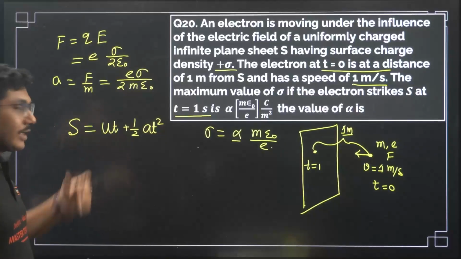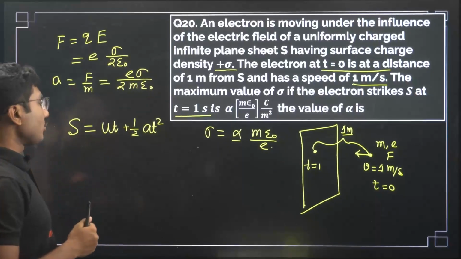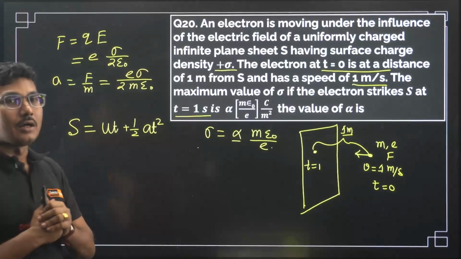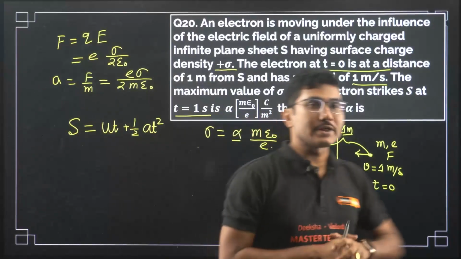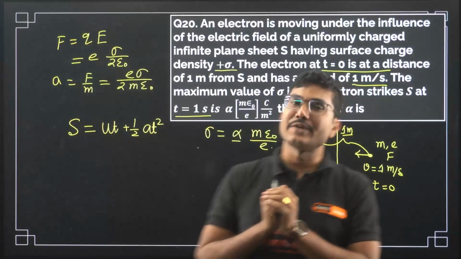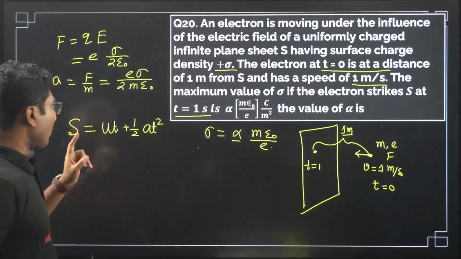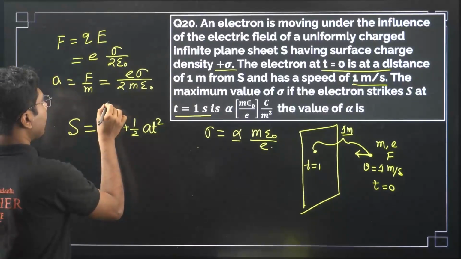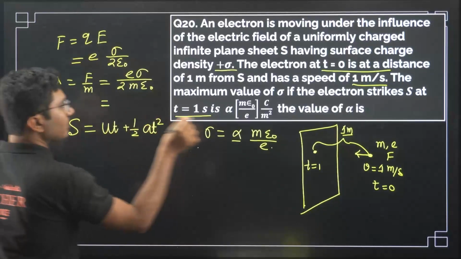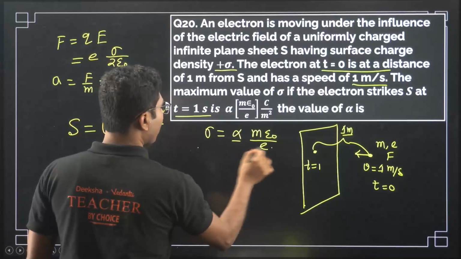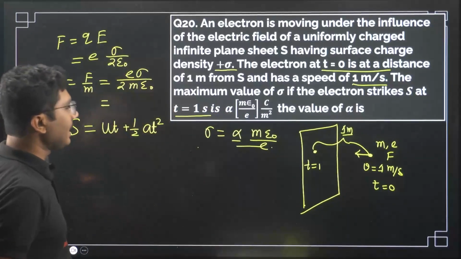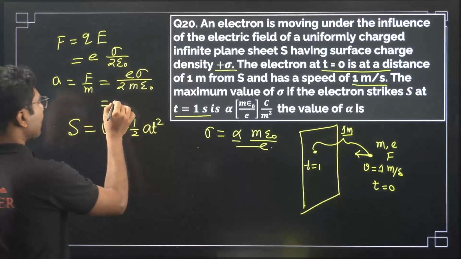Now whenever we are using this equation, you have to be careful and identify the directions and signs properly. That is very, very important. One more thing I would like to do, I like to substitute the value of sigma from this in this, and we will see what is the actual value.